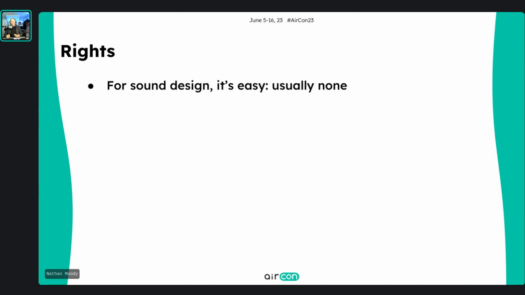Usually you retain no rights to your work. It's all work for hire and the client owns it, and that should be fine. The only exception I've run across is if you're asked to just basically do sound library or palette creation. It could be more nuanced.